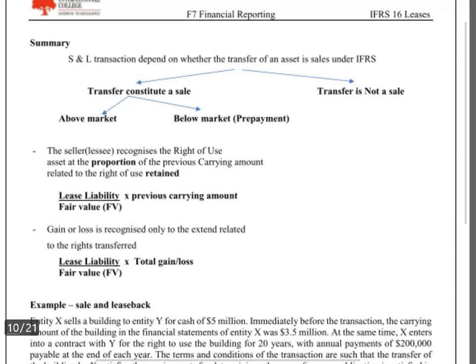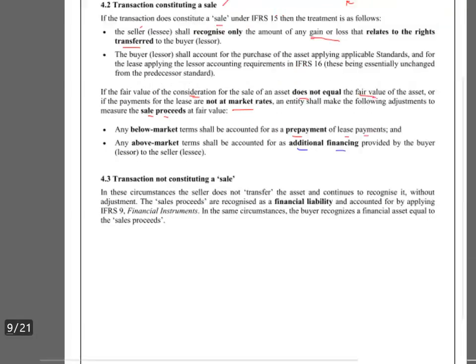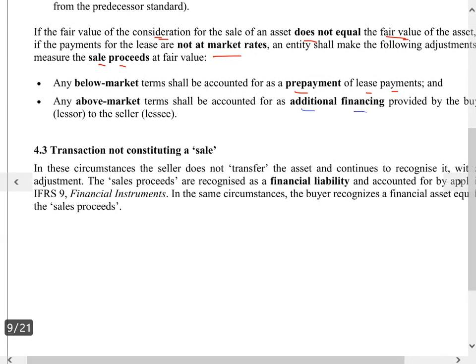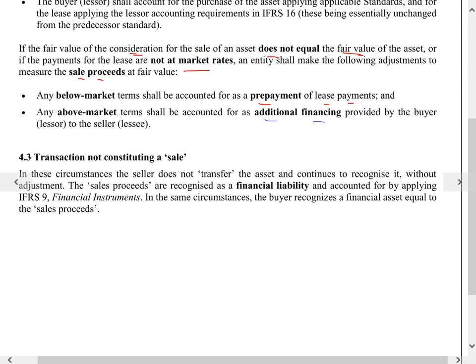Now, summarize it here. Transactions that do not constitute a sale. In these circumstances, the seller does not transfer the asset and continues to recognize it without any adjustment. The sale proceeds are recognized as a liability. It's like a loan: you give me the money, I owe you the money.